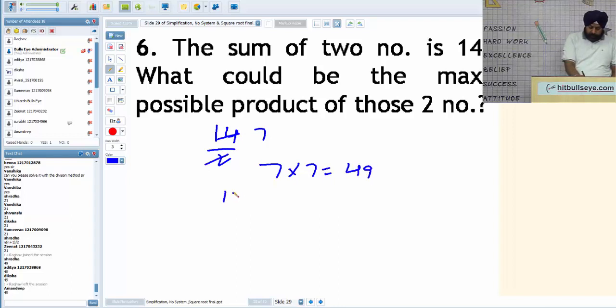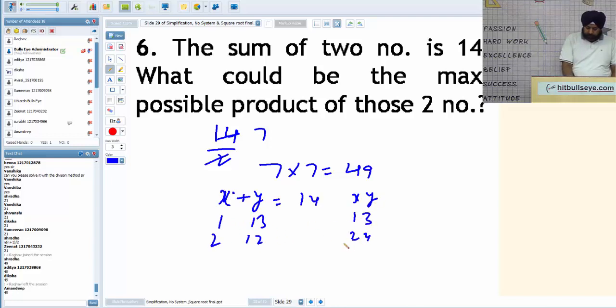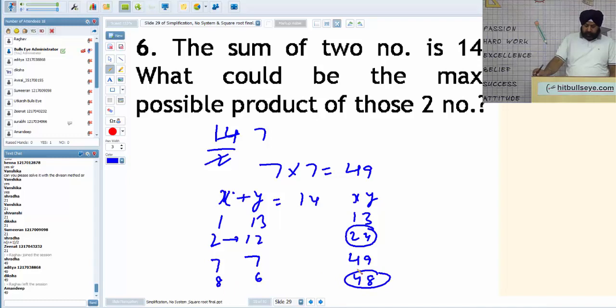If you take an example, say x plus y is 14. So x is 1, y is 13, the product would have been 13. 2 and 12, manually it would have been 24. As you see, as the numbers become nearer, the product goes on increasing. So when they are nearest, 7 into 7 is 49. Again 8 and 6, 8 plus 6 is 14, it becomes lesser. So it decreases. So we get the maximum product when the two numbers are nearest, then it's 49.